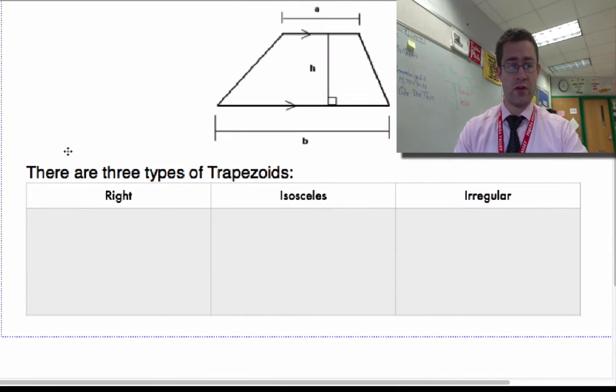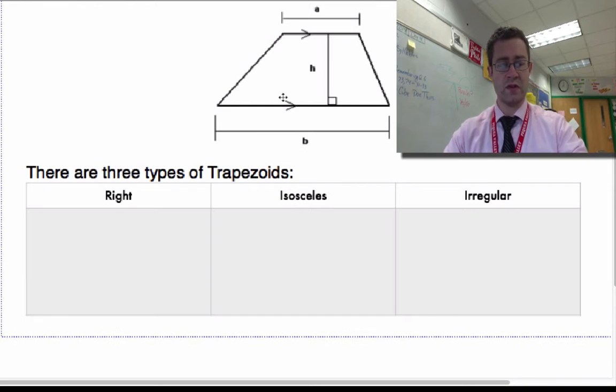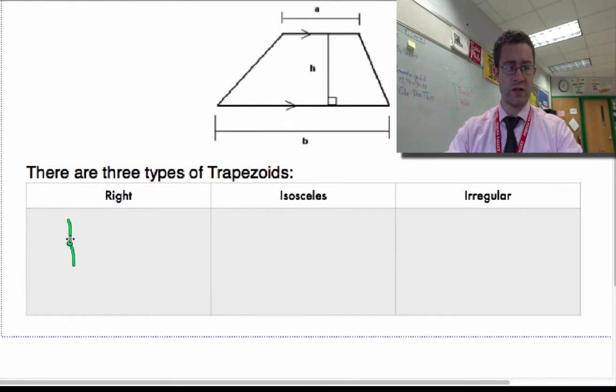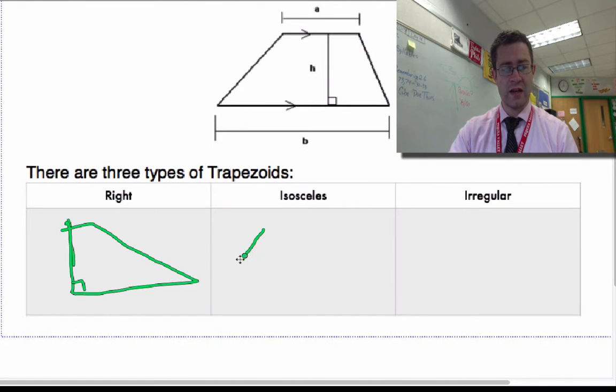So there are three different types of these trapezoids. There's one called the right, and I apologize if this doesn't look like a straight line here, but basically with it we create a right angle with one of our sides. That would be an example of right. Sorry for the drawing. Isosceles, just like in the triangle, isosceles means two of the sides are congruent, and we have the parallel sides.